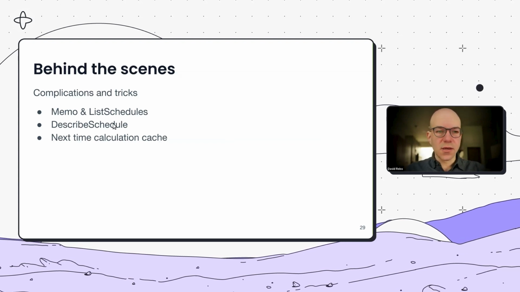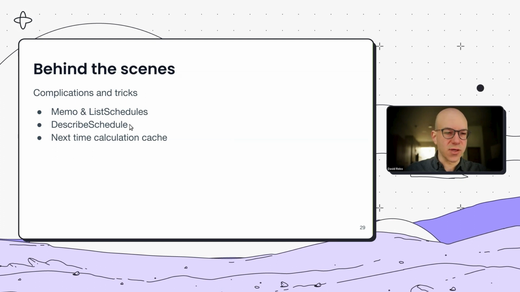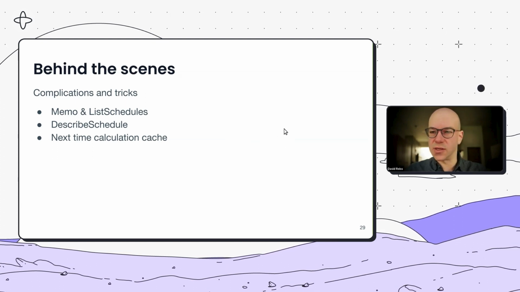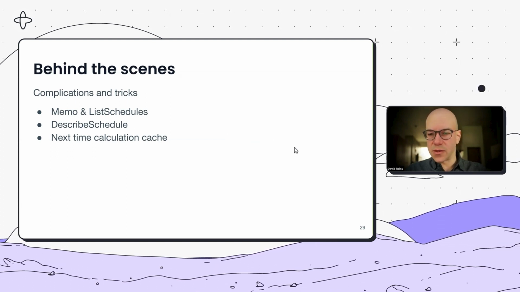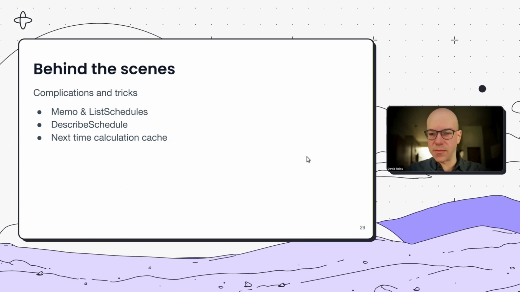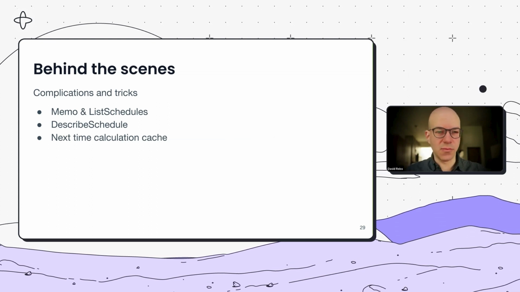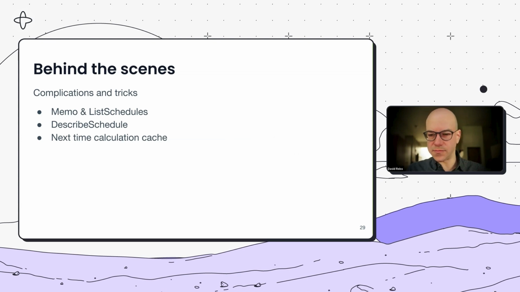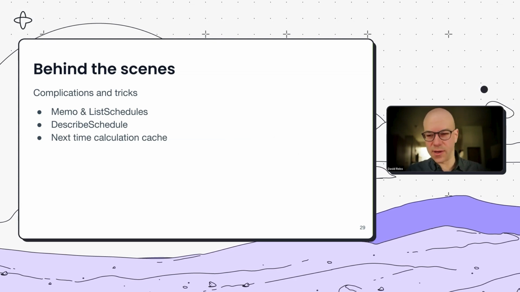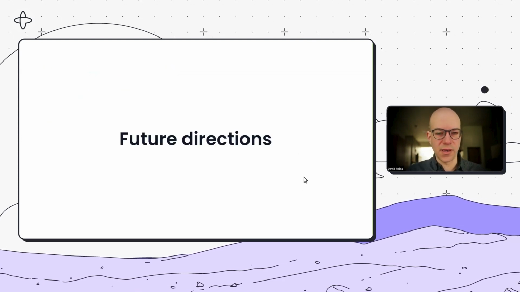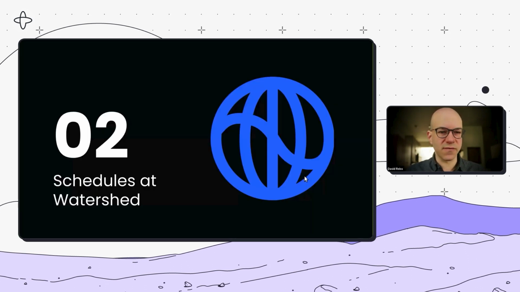There's a few extra tricks for describe schedule. There's a cache. Those aren't too important. So I think maybe at this point, I should pause and move on, and I can talk about some of the other details, future directions, and other things in Q&A later.